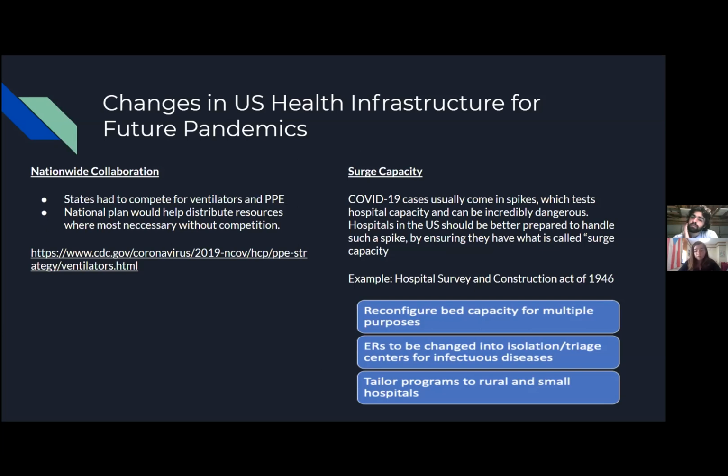Other than that, another really important thing so that we can be prepared for the next pandemic is surge capacity. As we know, COVID-19 usually comes in spikes, and that can really test hospital capacity, and that can be incredibly dangerous. So hospitals in the US should be better prepared to handle such a spike by ensuring they have what is called surge capacity. Because we need to finish up, I'm not going to go over the details, but there's the Hospital Survey and Construction Act of 1946. It's an ideal way of funding it. Instead of building new facilities, we would just reconfigure the ones we already have. And it would cost about 75 billion, which is a lot less than it would cost if we built new facilities. So you can go to the next slide, please.